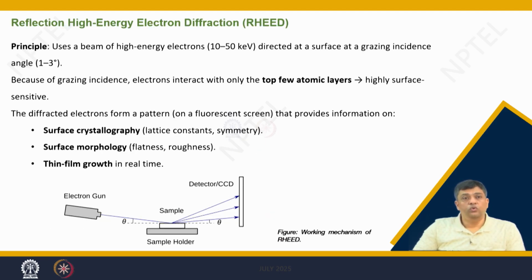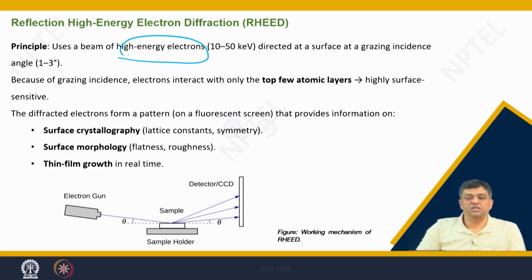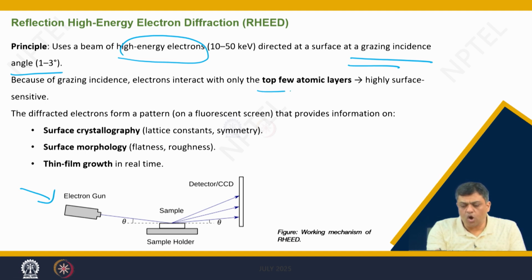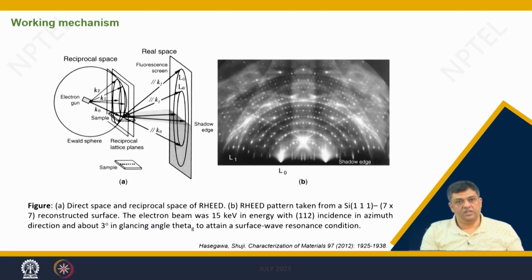You can go to next, that is RHEED, and here you use, instead of low energy electrons, high energy electrons, and you have the electrons which are incident at the grazing incidence, because the electrons will then interact with only the top few atomic layers, making this technique highly surface sensitive. And then again you can carry out the various studies just like in the previous case.